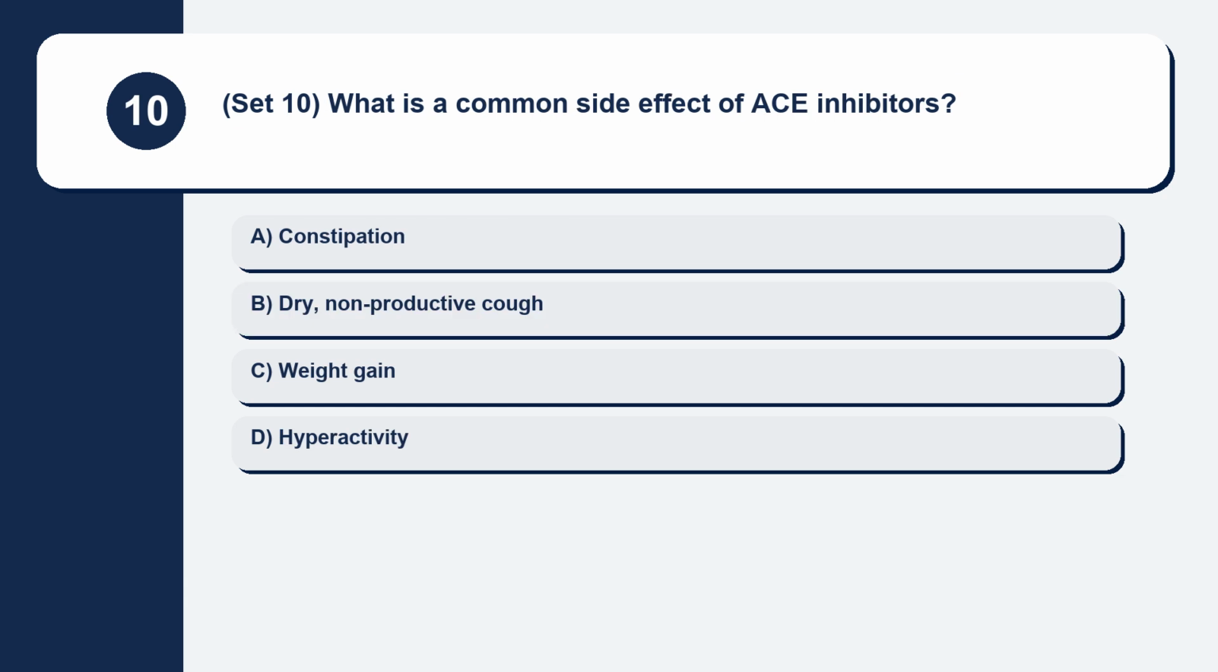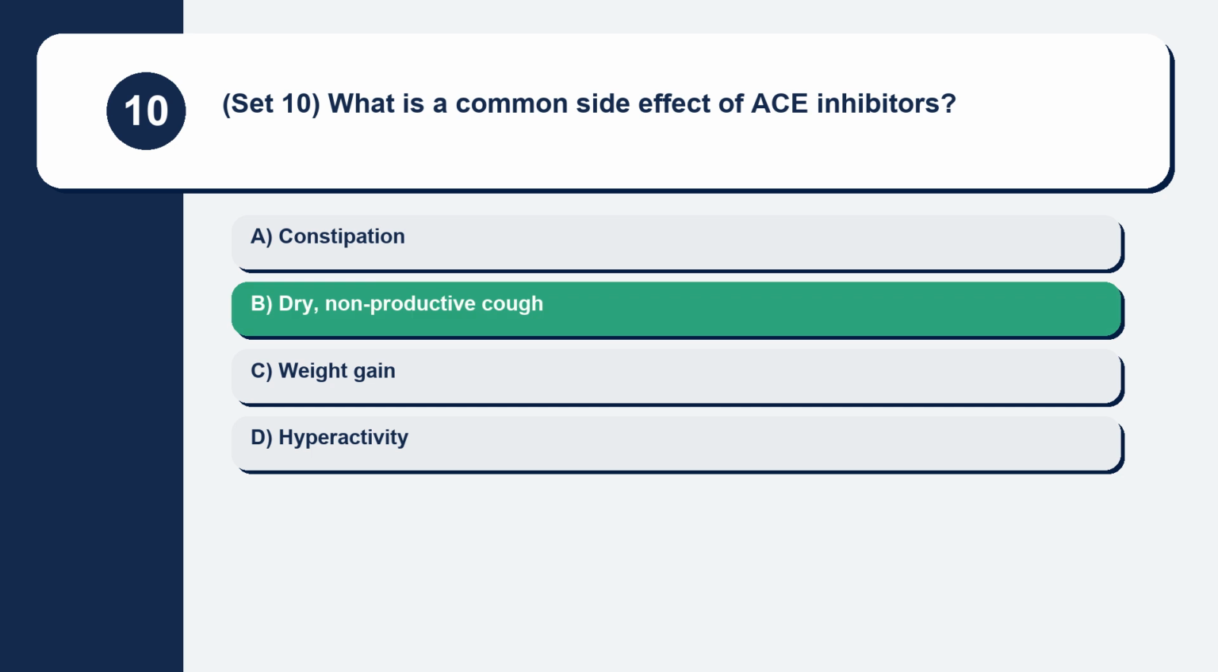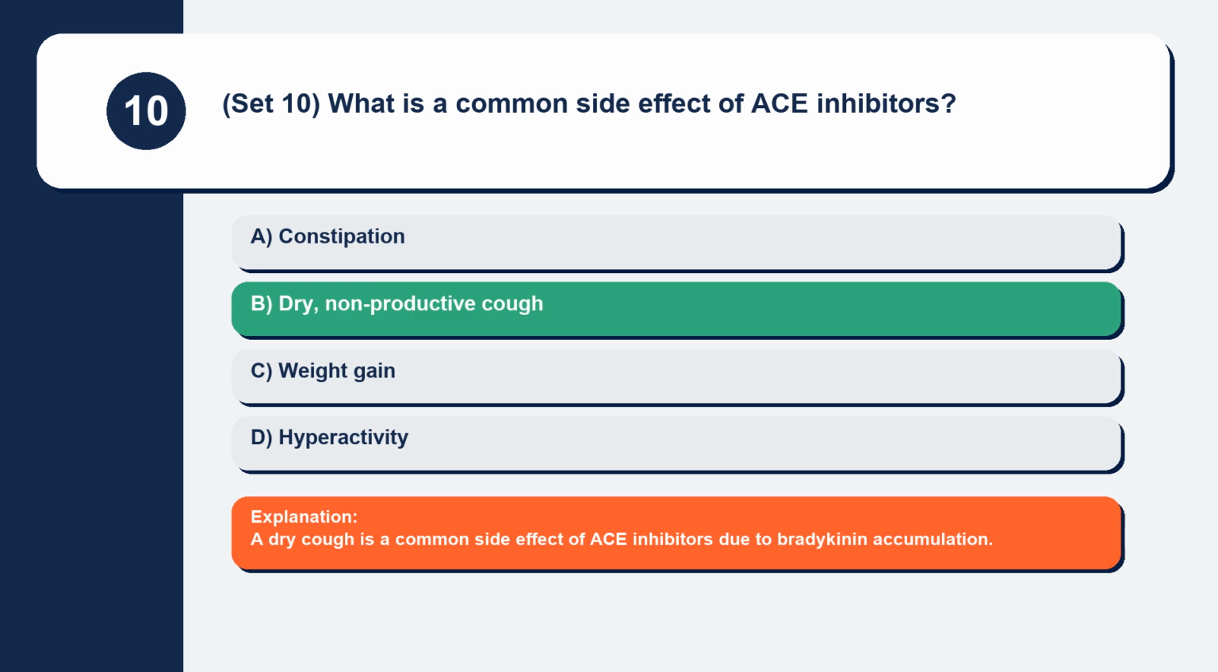Question 10, Set 10. What is a common side effect of ACE inhibitors? Constipation, dry non-productive cough, weight gain, hyperactivity. A dry cough is a common side effect of ACE inhibitors due to bradykinin accumulation.